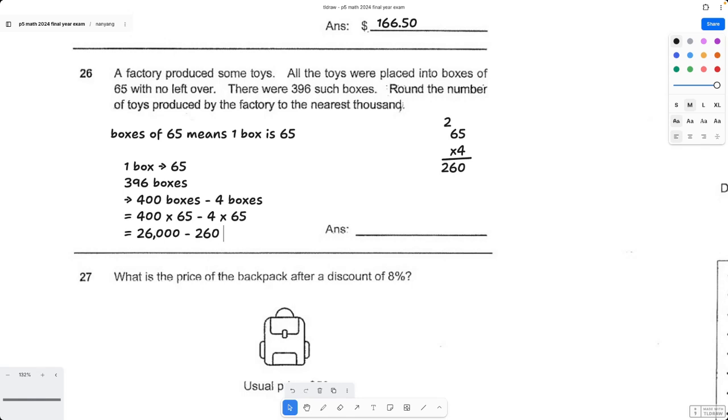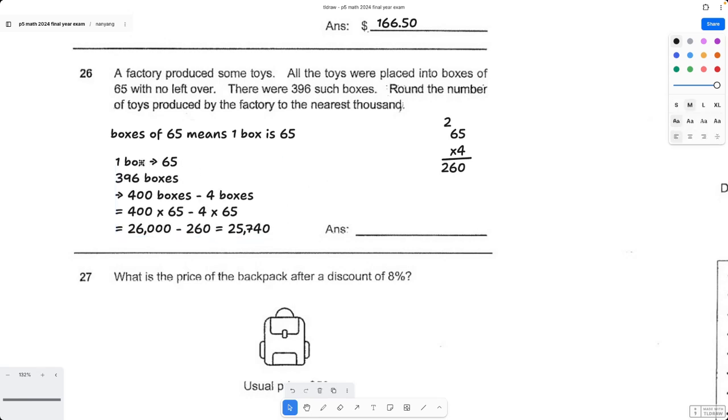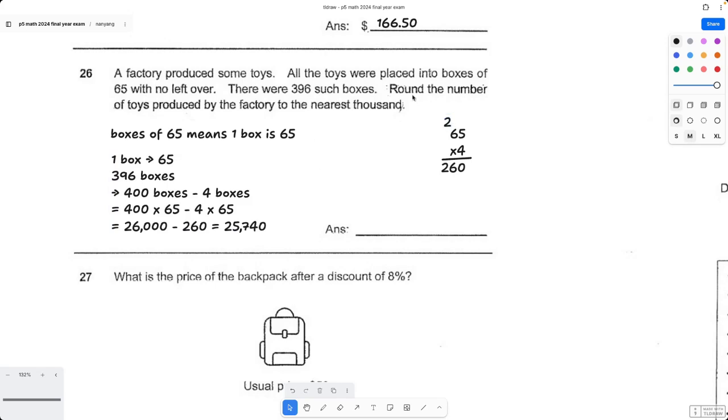So we can minus this, so this will be 25,000. And then 2600 will be 740. Okay, I'm doing the long way, basically.